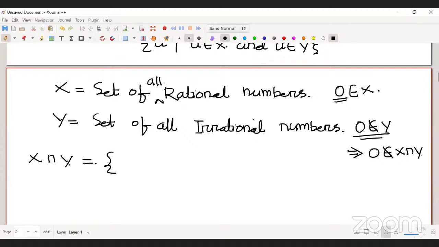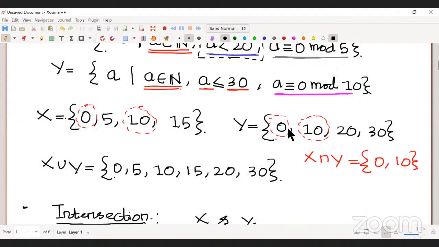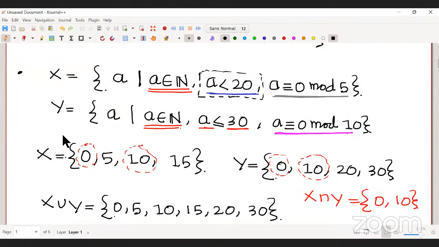Sorry to interrupt. I'm actually confused with the mod concept, sir. Will you explain once again? Because I thought 0 mod 5 is equal to 0, and I didn't understand how come 5, 15 and 20 come. So you are talking about this example, right? Yes, sir.